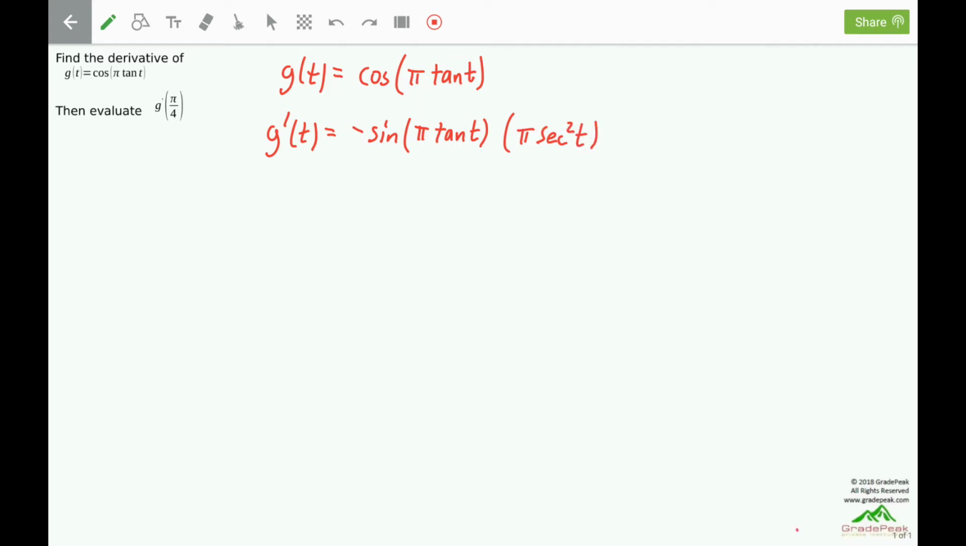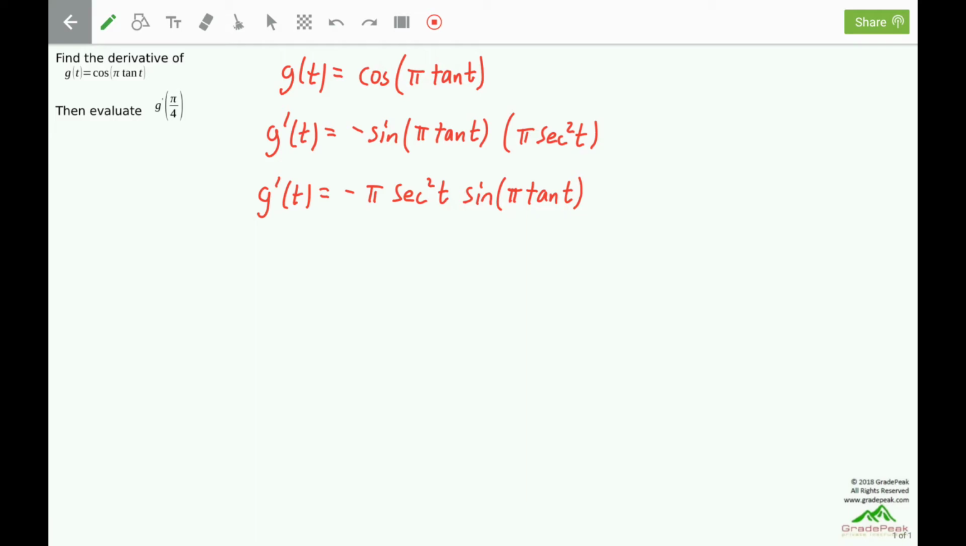Now when you do the chain rule, none of this stuff is inside the trig function. It's outside of it. You do not multiply it with that pi tangent t, which is inside the trig function of sine. The rest of it is not. Instead, it can move to the front with the negative sign, and we can rewrite g prime of t as negative pi secant squared of t, when we move that to the front, and then sine of pi tangent t. There's our derivative g prime of t.